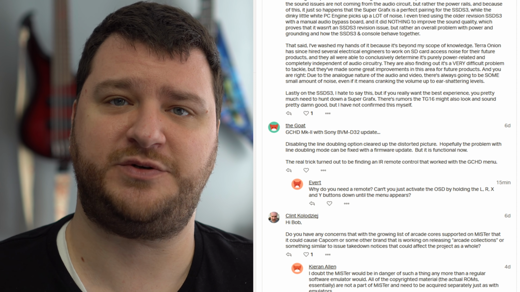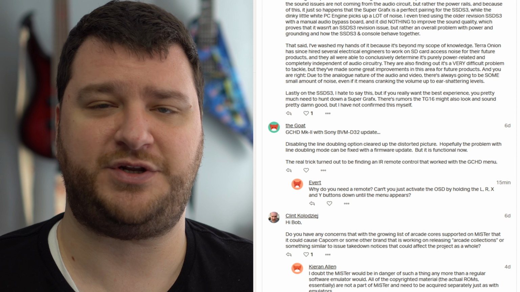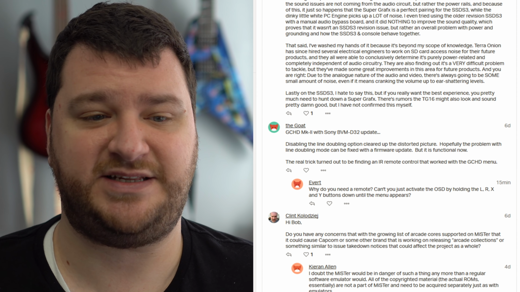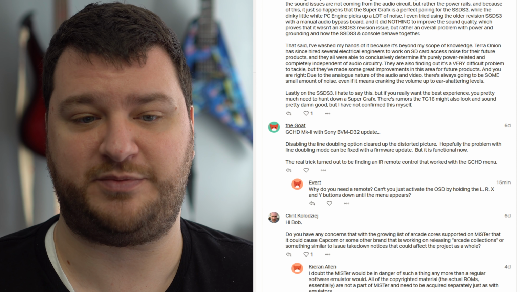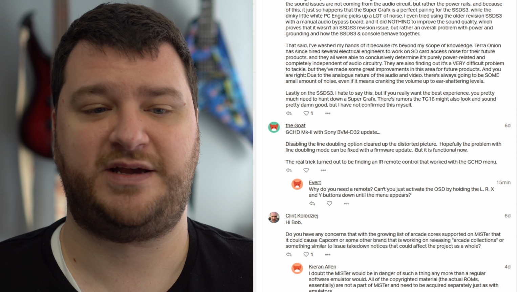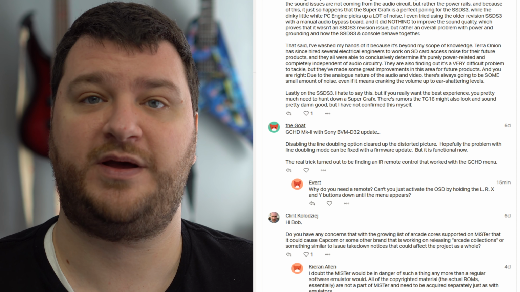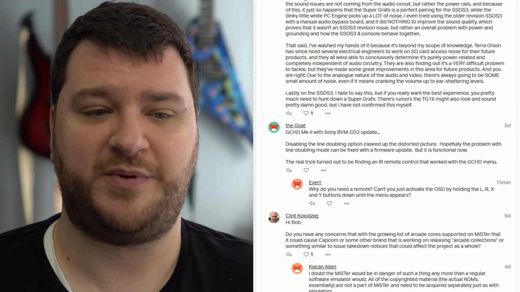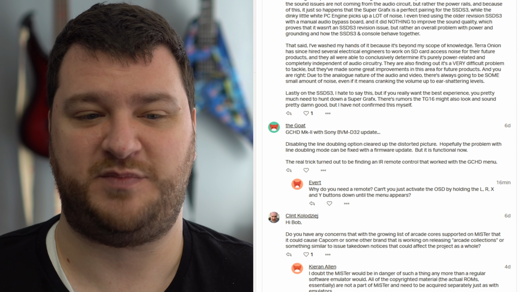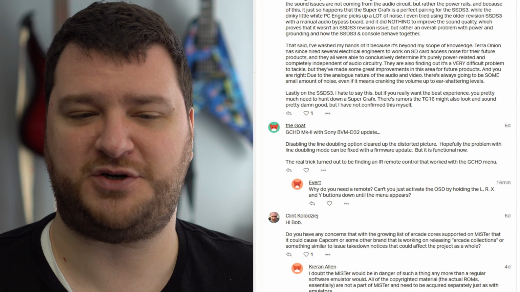The Go also replied about his GCHD Mark II with the BVM D32. So this was the weird issue last week where he plugged it in and he was getting a distorted picture, but the D32 is a multi-format monitor, so I couldn't understand what the problem was. And he said disabling the line doubling option cleared up the distorted picture. So I guess that's just good practice. Let's just say, turn off the line doubling and let the D32 or any multi-format BVM just handle the signal that's sent to it. But that's really confusing to me because line doubling should only send maybe a 240p signal to 480p or something like that. So I'm not sure why that caused the issue.